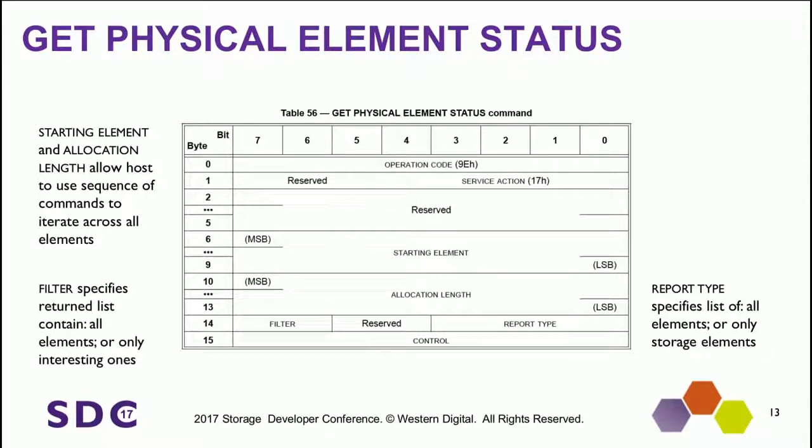So in the case where there are a lot of elements, it might make sense for the host to iterate through a larger list. And the starting element and allocation length allow that activity to happen. So by the host issuing a sequence of get physical element status commands, each with an incrementing starting element, they can iterate through a larger page.